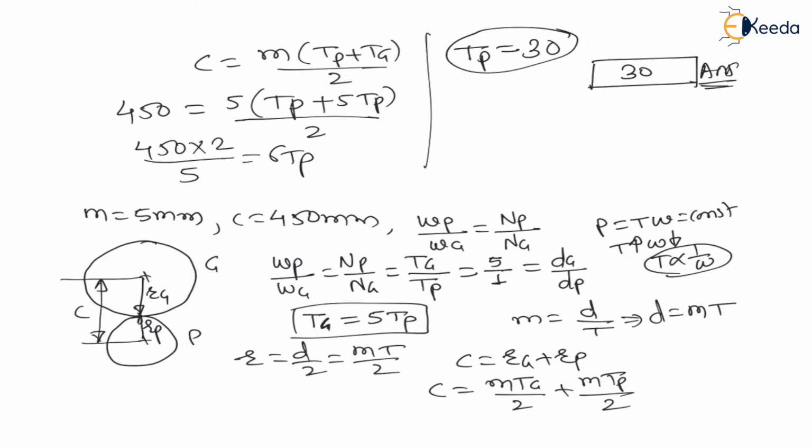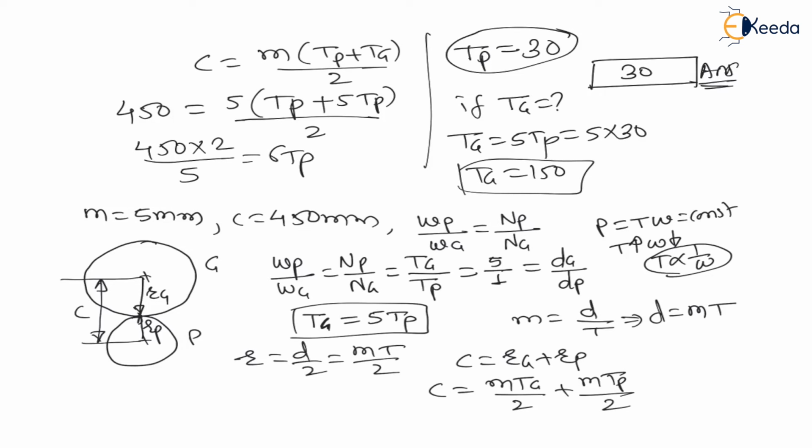If the question is to find number of teeth on gear, then we have to find number of teeth on gear, which is nothing but 5 times number of teeth on pinion, which is nothing but 5 into 30, which is nothing but number of teeth on gear is equal to 150, right? But the question is to find number of teeth on pinion. Therefore, for the given question, your answer is 30.